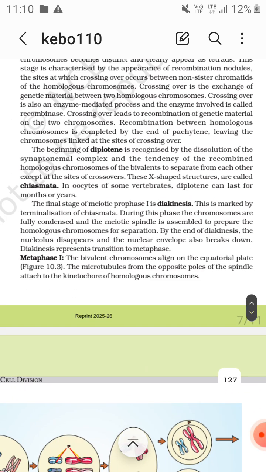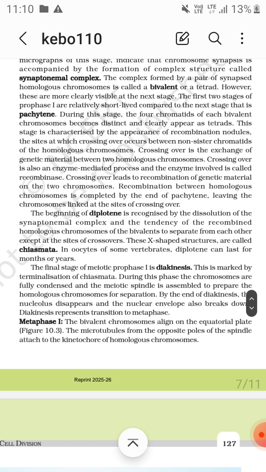The final stage of prophase 1 of meiosis 1 is diakinesis. This is marked by terminalization of chiasmata. During this, the mitotic spindle is assembled to prepare the homologous chromosomes for separation. By the end of diakinesis, the nucleolus disappears and the nuclear envelope also breaks down. Diakinesis refers to the transition to metaphase.